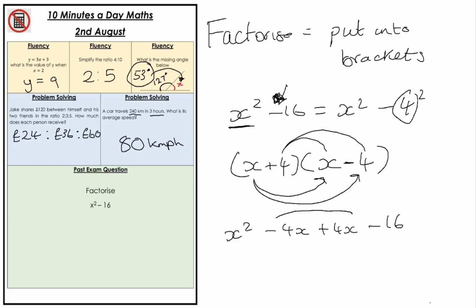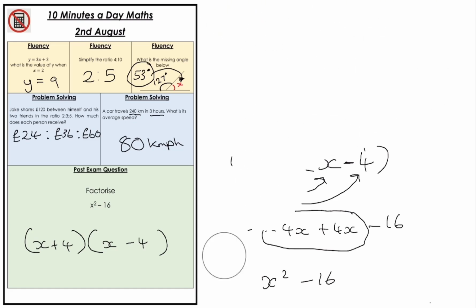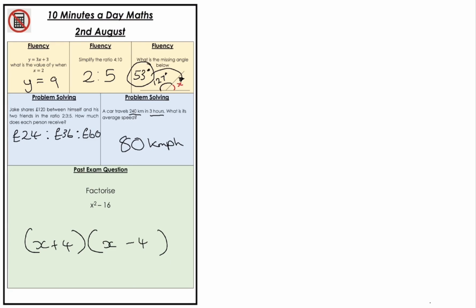Now, if I collect my like terms, well, minus 4x add 4x is 0, so it cancels it out. So I'm then left with x squared minus 16. Okay, so my answer here, I've got double brackets, and I've got x plus 4 and x minus 4. Okay, now the difference of 2 squares will only work if your squared number has a minus by it. It won't work if it's a positive.